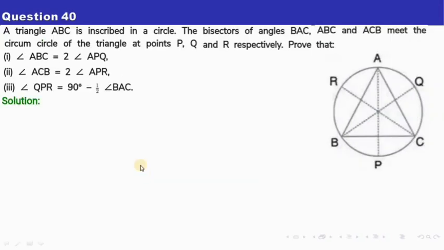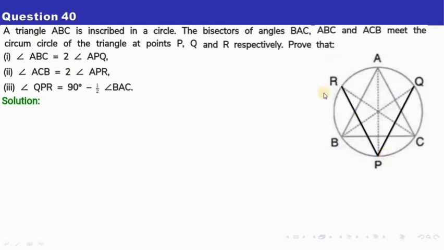Now let us have a look at the next question. The question says a triangle ABC is inscribed in a circle. So it's kind of a similar question to the previous one. Triangle ABC is inscribed in a circle, and the bisector of BAC is at P. So this means AP is the bisector of BAC. Similarly, the bisector of ABC is BQ, and the bisector of ACB is CR. We need to prove that these quantities hold. Now let us see how it happens.